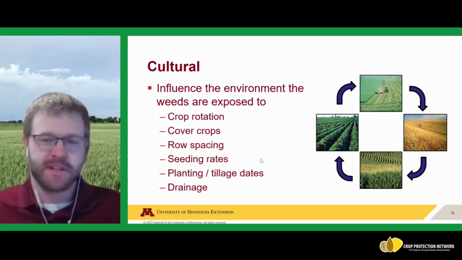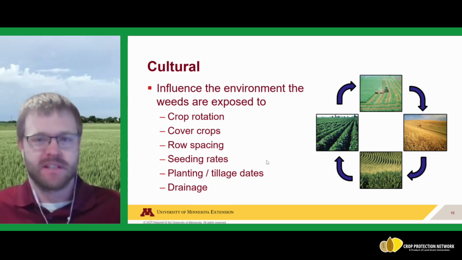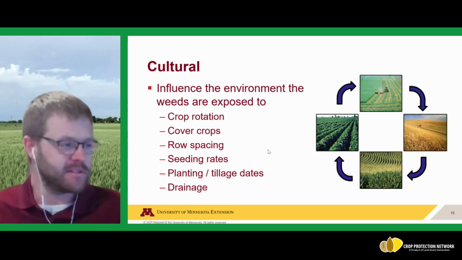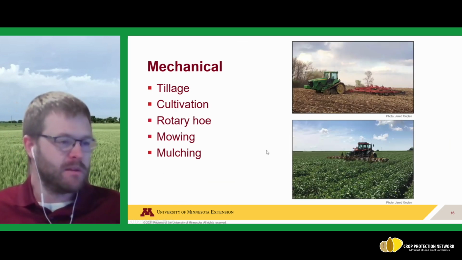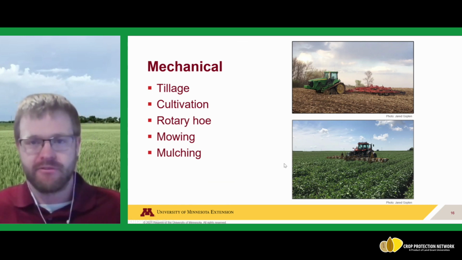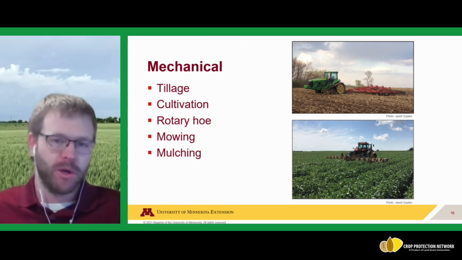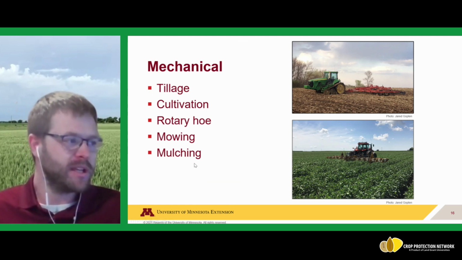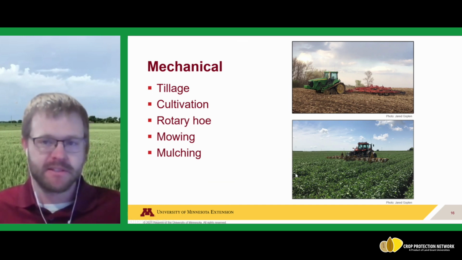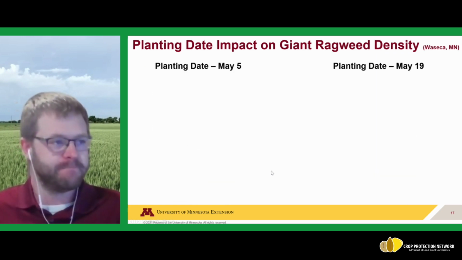And I have some interesting pictures that I'll show in just a minute, exemplifying how important cultural control strategies can be in some instances. Mechanical control strategies are things that are going to mechanically affect those weeds, things like tillage or cultivation, rotary hoeing or mulching, which could be considered mechanical, maybe even cultural. Mowing those weeds off in some instances, really any way we're going to mechanically be affecting those weeds.